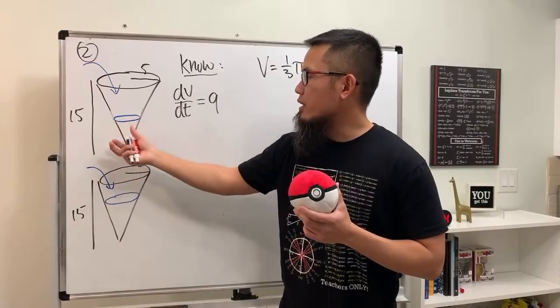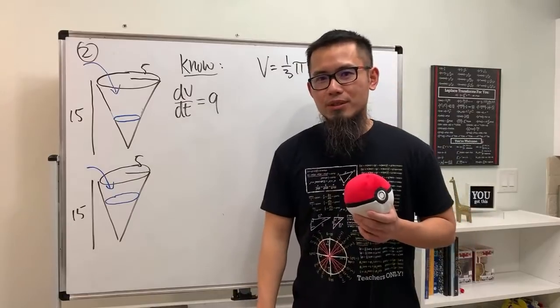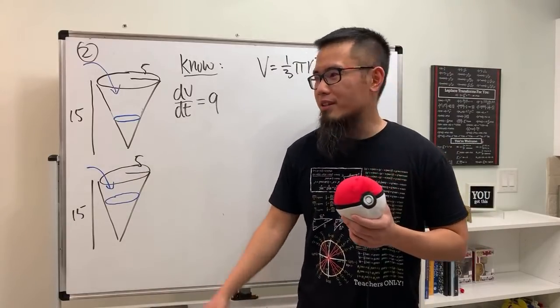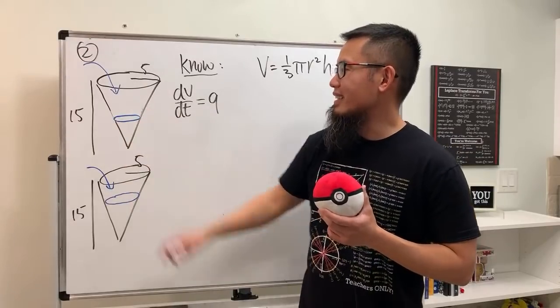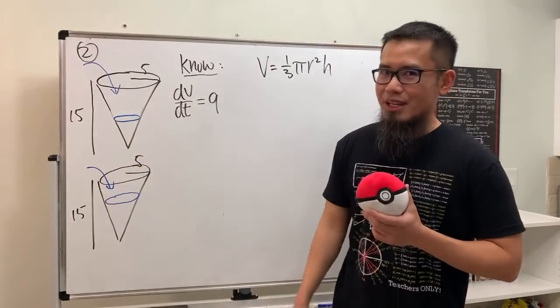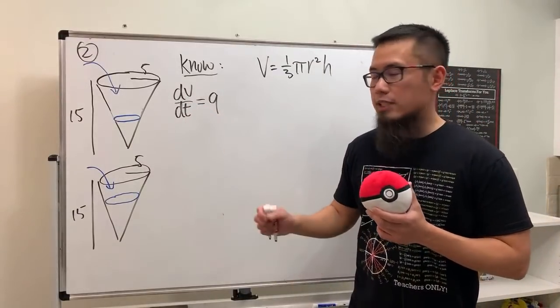And of course, the water goes into the tank. It becomes the shape of the tank. That's like Bruce Lee's quote, right? Be water, my friends. Once you put water in the cone, this is the cone shape, then the water becomes a cone shape. So anyway, dV/dt is equal to 9. So that's what we know.